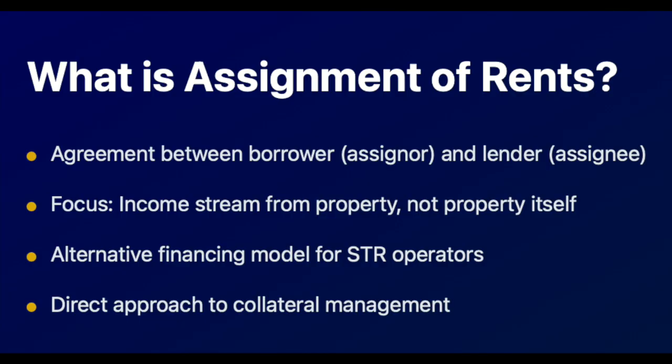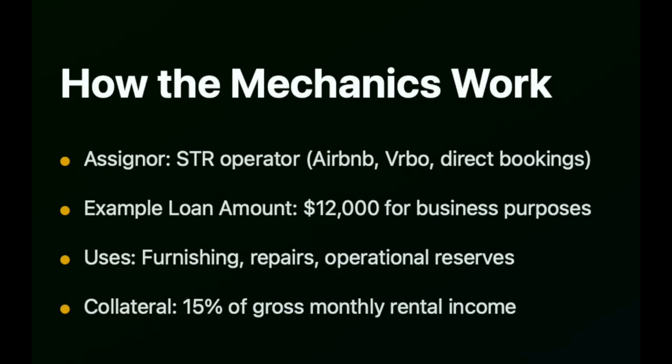It's a remarkably direct approach, isn't it? The assignor is typically the operator of a short-term rental property. Think Airbnb, Vrbo, maybe even direct bookings they handle themselves. In the specific example we're looking at, the loan amount is $12,000, and it's explicitly for business purposes tied to that property. So this could be anything from furnishing the place, handling necessary repairs, or maybe just building up some operational reserve capital, which naturally raises the question: if the property isn't the collateral, what exactly is being assigned?